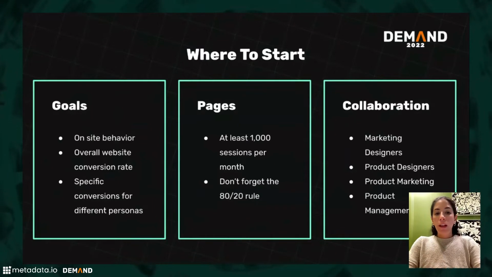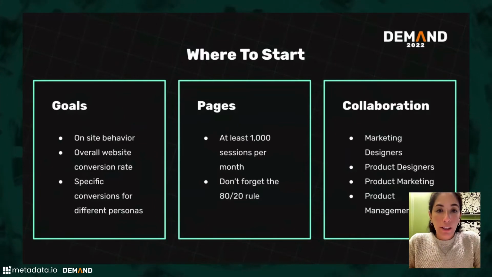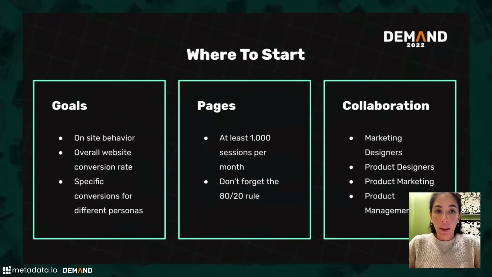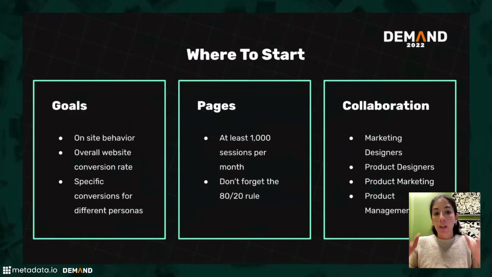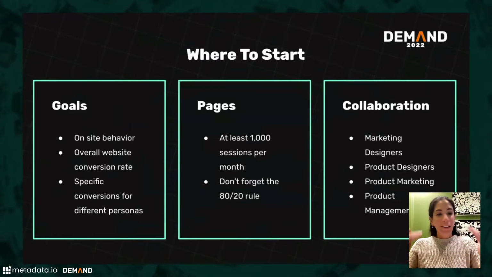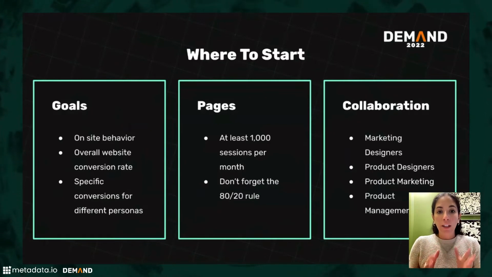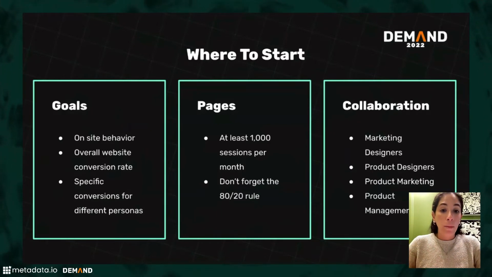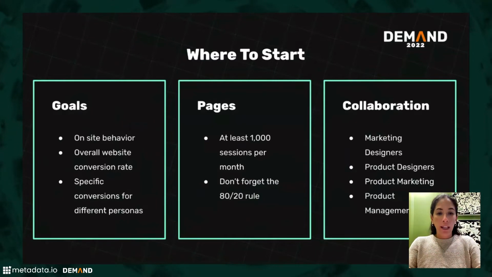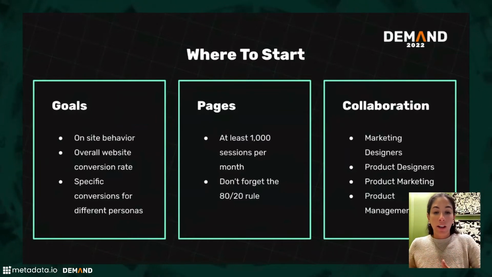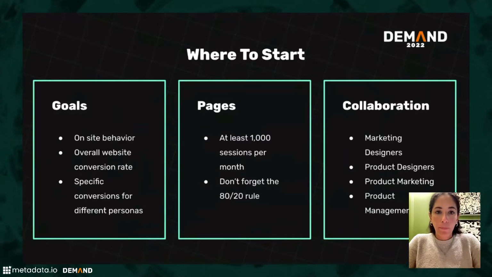Then when it comes to what pages should you run tests on, a good rule of thumb is to look at pages that get over 1,000 sessions per month. Obviously, this isn't set in stone, like don't tattoo that on your body and never forget it, but it's a great way to make sure that the pages you're running experiments on have enough traffic to give you answers in a timely manner. You don't want to be waiting months because the traffic on that page is lower than traffic on other pages that you really want to test something.